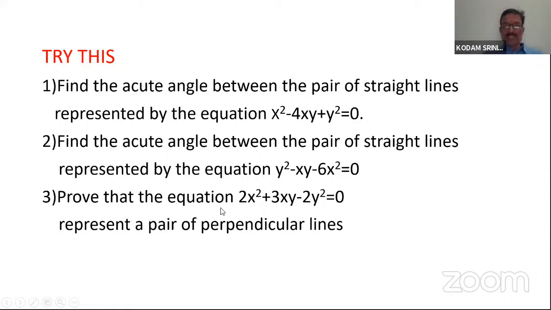Now here, prove that the equation 2x square plus 3xy minus 2y square equal to 0 represents a pair of perpendicular lines. So what is the condition? Already we have discussed that if the equation ax square plus 2hxy plus by square equal to 0 represents a pair of perpendicular lines, then the coefficient of x square plus the coefficient of y square equals 0. So here also you have to check whether the equation represents a pair of perpendicular lines or not.